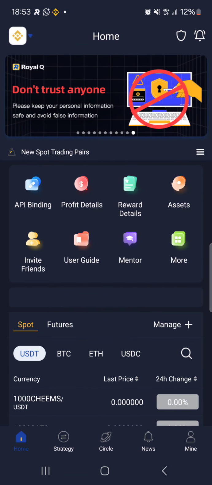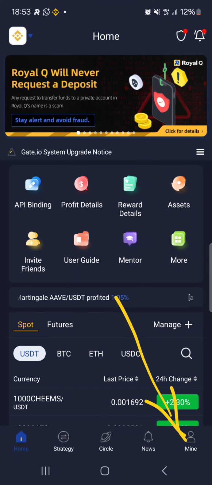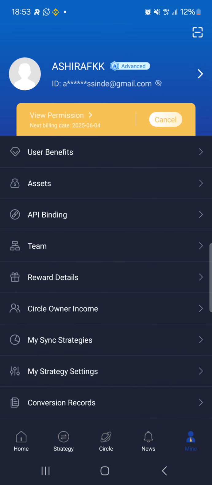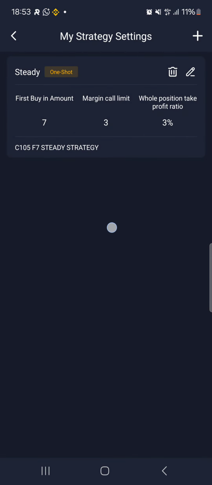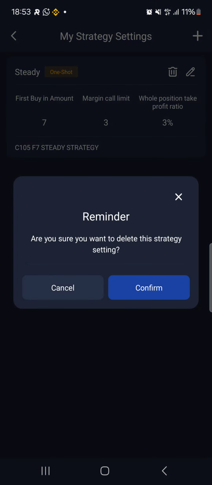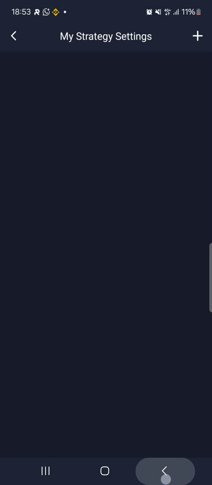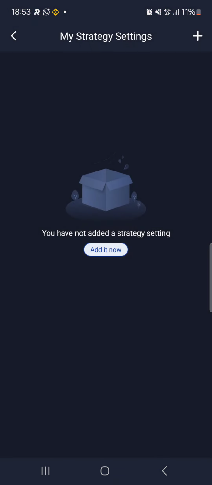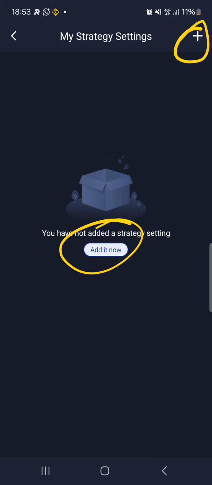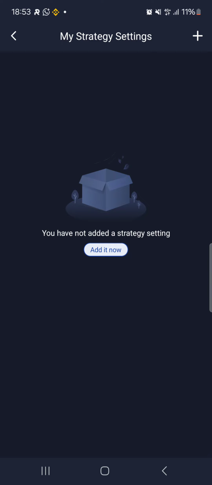When you get on Royalq, we now want to set a template to make our job easy. So you tap on Mine down here, then tap on My Strategy Setting. I'm going to delete this so that I can show you how to do it from scratch. I headed over to my strategy settings, and this is what it looks like if it's your first time. If you already have some other strategy, you tap on top there on the add or the plus symbol. Now I'm going to tap on add.